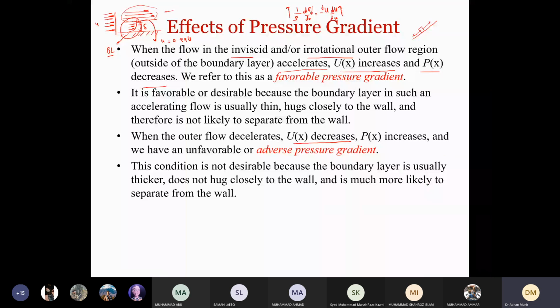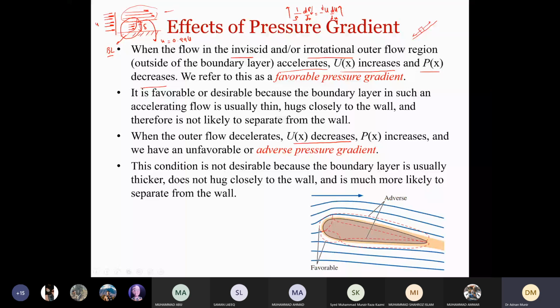This condition is not desirable because the boundary layer is usually thicker, does not hug closely to the wall, and is much more likely to separate from the wall. Because of the adverse pressure gradient, we have a much thicker boundary layer, and it does not hug closely to the wall. And then because of the adverse pressure gradient, as we discussed, there will be net backward flow because of that pressure difference in the backward direction, and as a result, the boundary layer will ultimately separate from the cylinder, forming vortices.